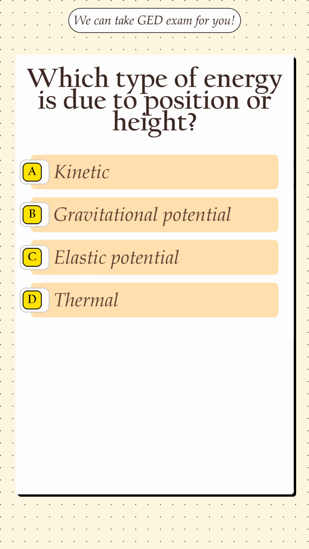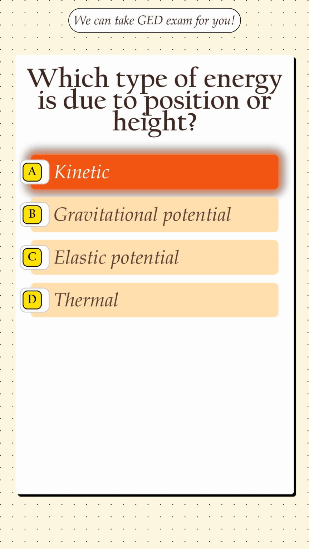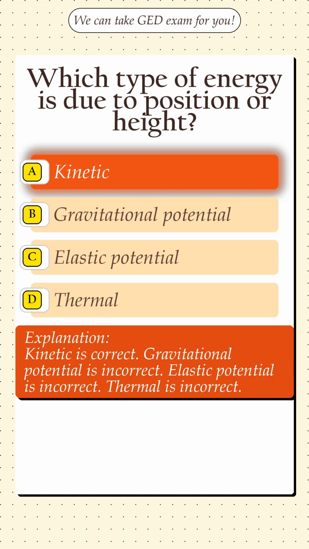Question 5. Which type of energy is due to position or height? Option A, kinetic. Option B, gravitational potential. Option C, elastic potential. Option D, thermal. The correct answer is option A, kinetic. Kinetic is correct. Gravitational potential is incorrect. Elastic potential is incorrect. Thermal is incorrect.